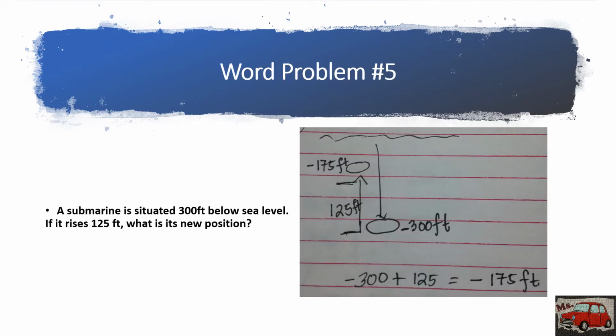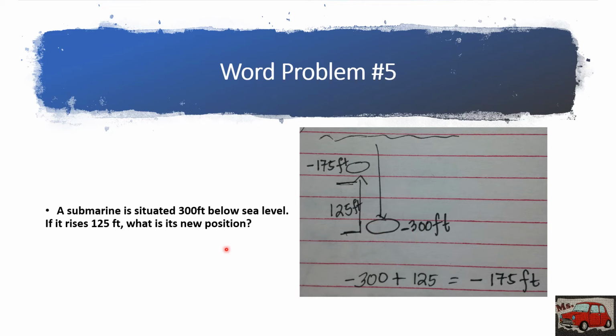A submarine is situated 300 feet below sea level. If it rises 125 feet, what is the new position? Okay, so alamin natin kung ano na daw yung position or kung saan na yung submarine after niya mag-rise ng 125 feet kung nagsimula siya ng 300 feet below sea level. Okay, so this is the submarine. So, dito siya nag-start sa 300 feet below sea level. So, again, it's negative kasi nasa ilalim siya ng dagat.